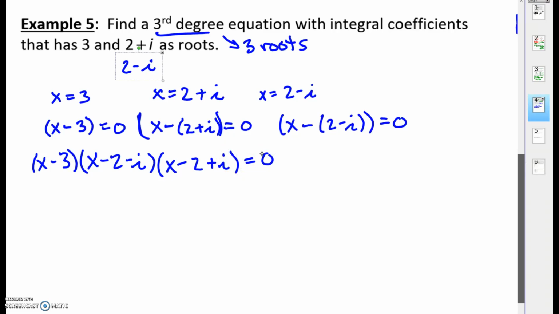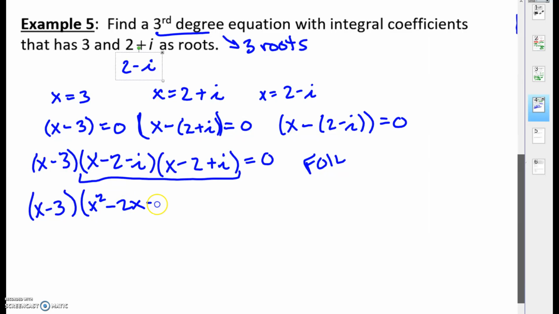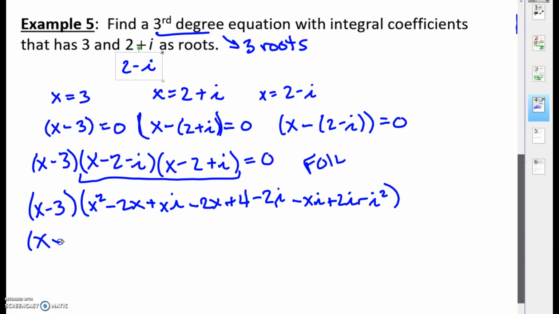I'm going to FOIL all of this out to try to figure out what the original equation was. And I'm actually going to start off, so we're now going to FOIL and then some. I'm going to start with these guys first. So I have x minus 3 times, this becomes x squared minus 2x plus xi minus 2x plus 4 minus 2i minus xi plus 2i minus i squared. Well, I'm going to simplify that before I distribute more. So there's just one x squared. Negative 2x and negative 2x is minus 4x. The xi and the negative xi cancel. The minus 2i and the plus 2i cancel. So this becomes plus 4 minus i squared.